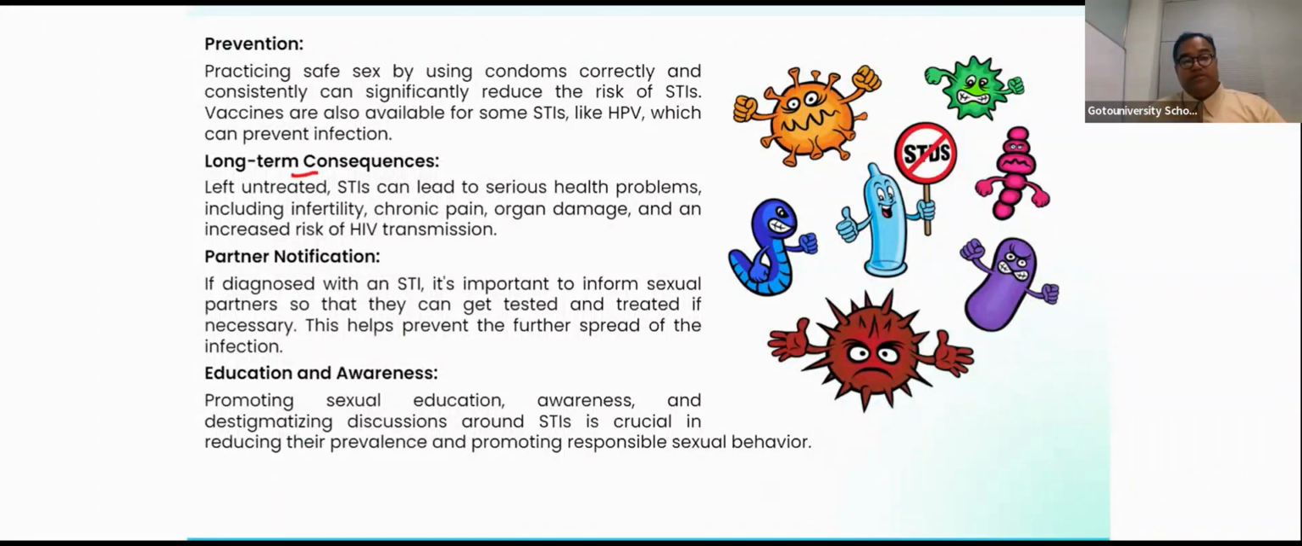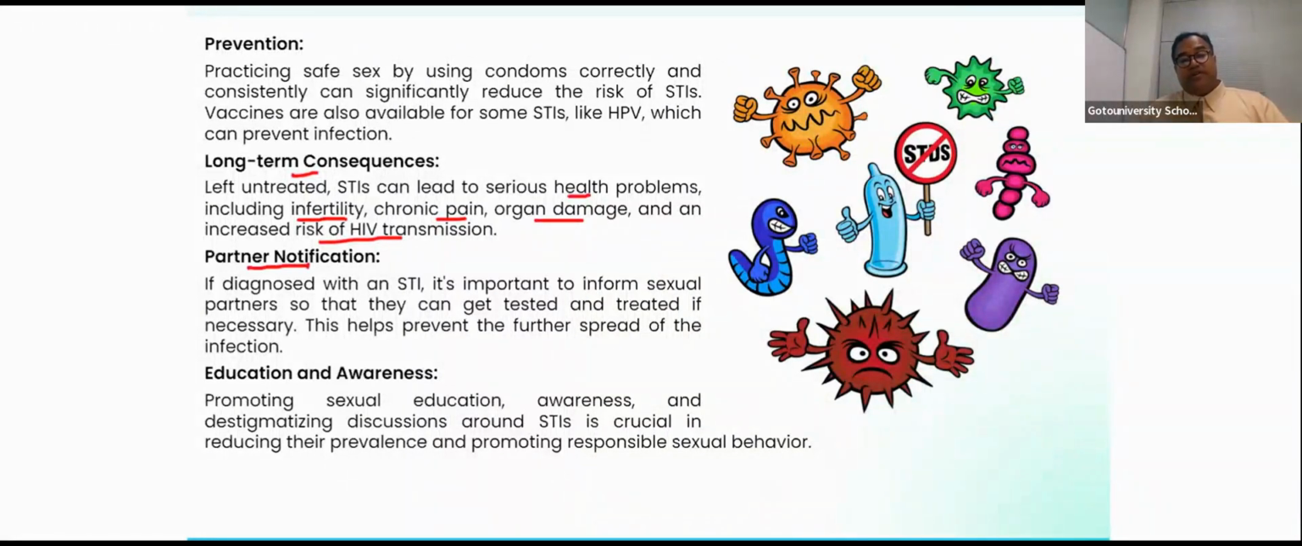Long-term consequences: sexually transmitted diseases lead to serious health problems like infertility, chronic pain, organ damage, and risk of HIV transmission, right? If you're talking about infertility, it means there is no chance of having a child. The concerned couple should not think that it cannot be reversed: if it is mild or moderate, it can be reversed. Only if it is very severe can we not reverse the infertility, right? In most of the cases, we can reverse it.